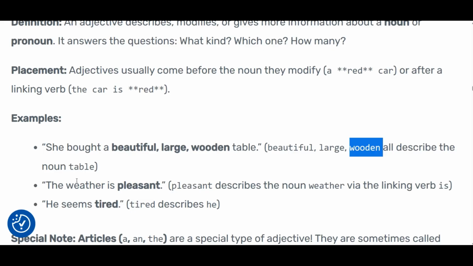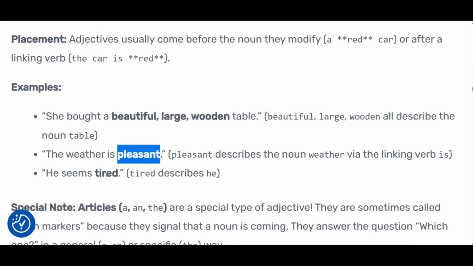Then someone might say, the weather is pleasant. Pleasant describes the noun weather via the linking verb is. So the linking verb is is, weather is the noun, and what is describing the weather? It is the word pleasant. Another example: he seems tired. Tired describes he. So who is tired? He. So that's what an adjective is.